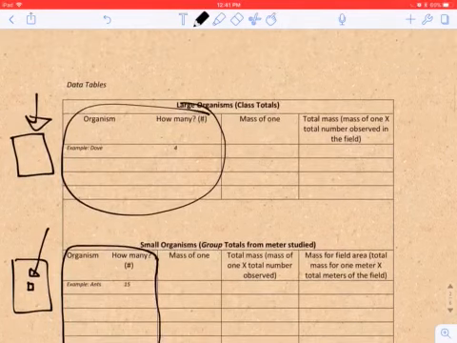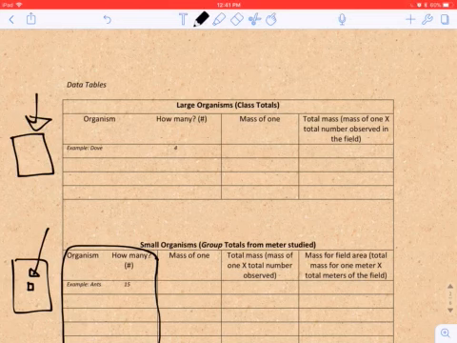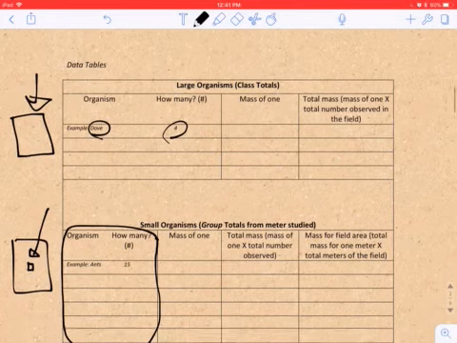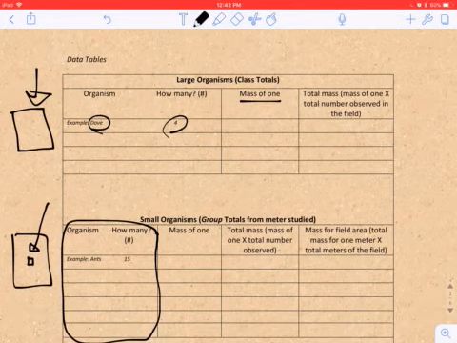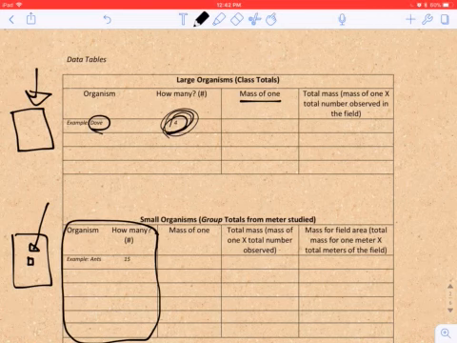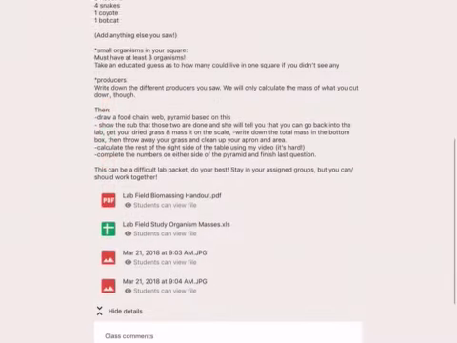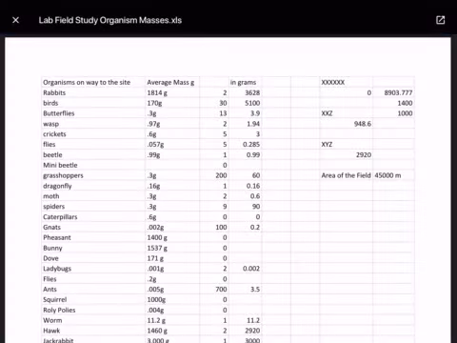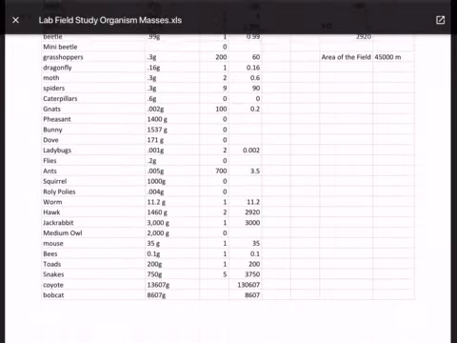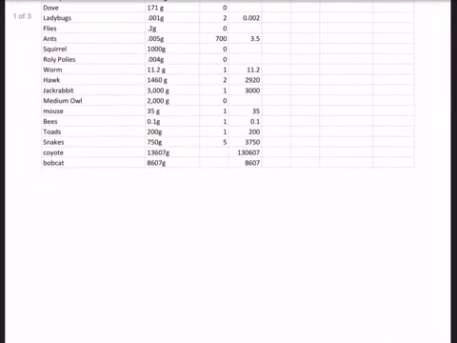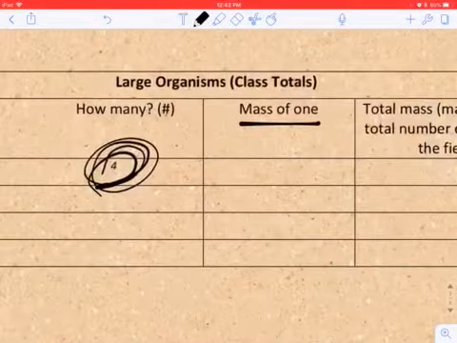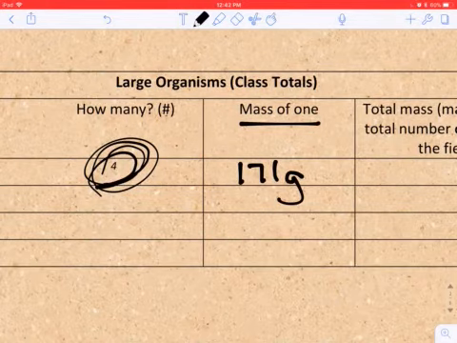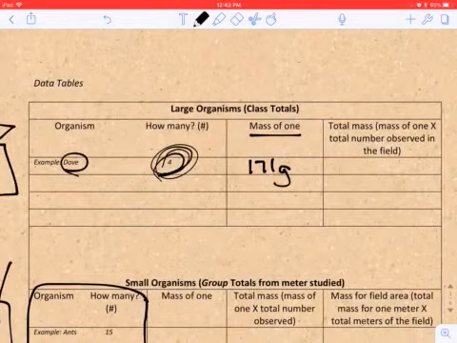All right. So, as an example, we had 4 doves. We're trying to find the mass of everything in the field. So you're going to need the mass of one of those 4 doves. If you go to the posting, the green dot right here, Lab Field Study Organism Masses, this is what we've found so far. Doves are now at the top, 171 grams. You're going to go back here, or you can Google it. 171 grams. Okay, that was the mass of 1.